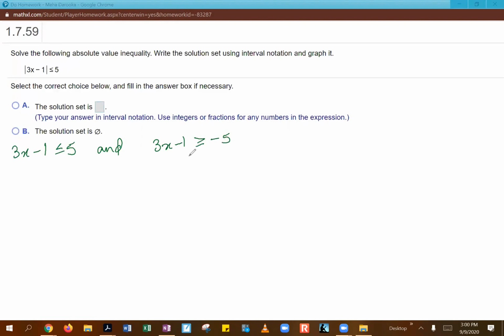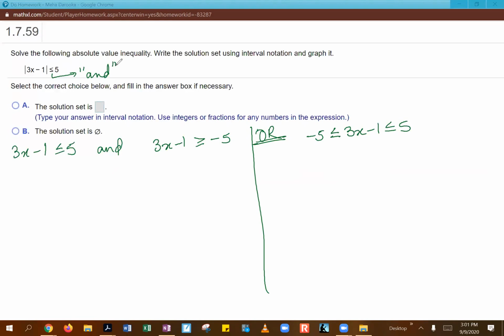So you can set it up like this with the and inequality, or you can also do it as a 3-part inequality, which is where you actually write this as 3x minus 1 less than equal to 5, but then on the other side of 3x minus 1, we would have, again, still less than equal to, and then negative 5 on this side. So you can set it up as a 3-part inequality, or like I said, you can set this up as an and inequality.